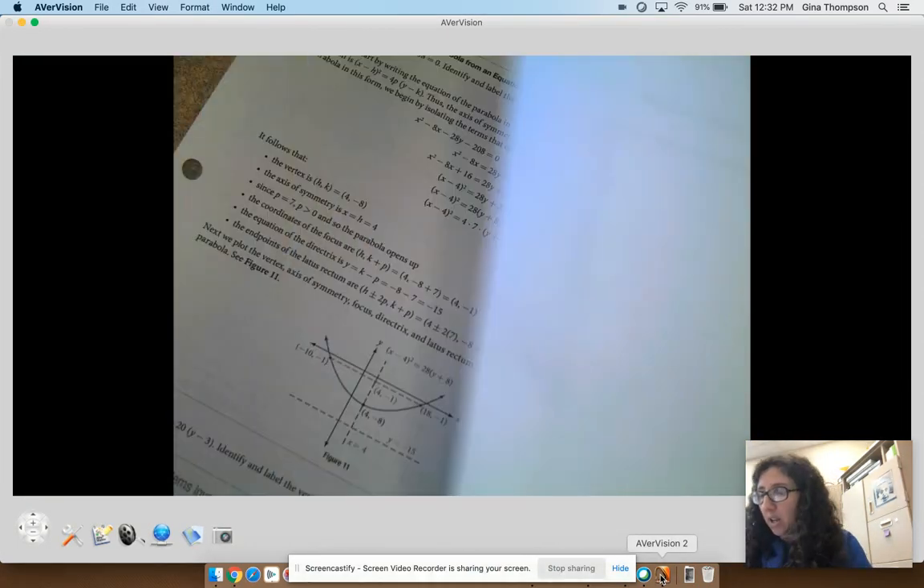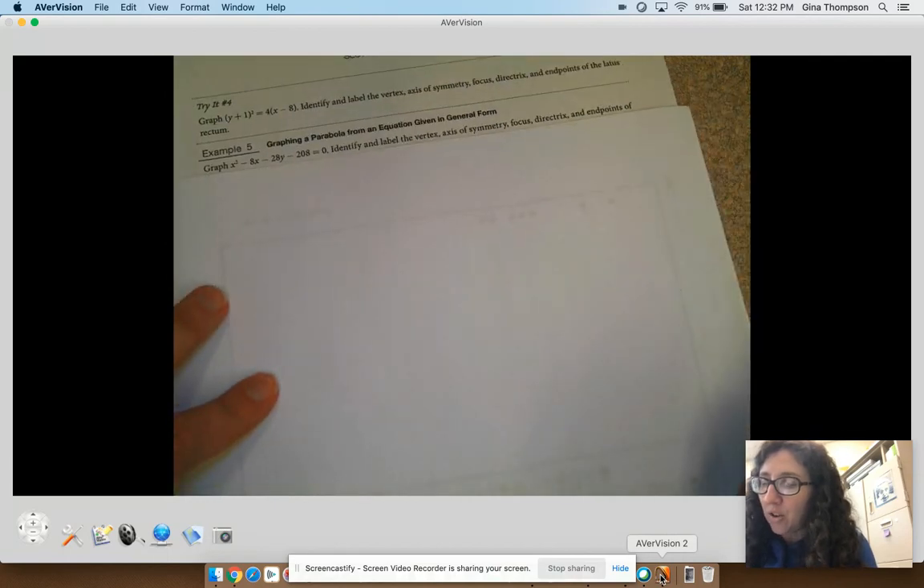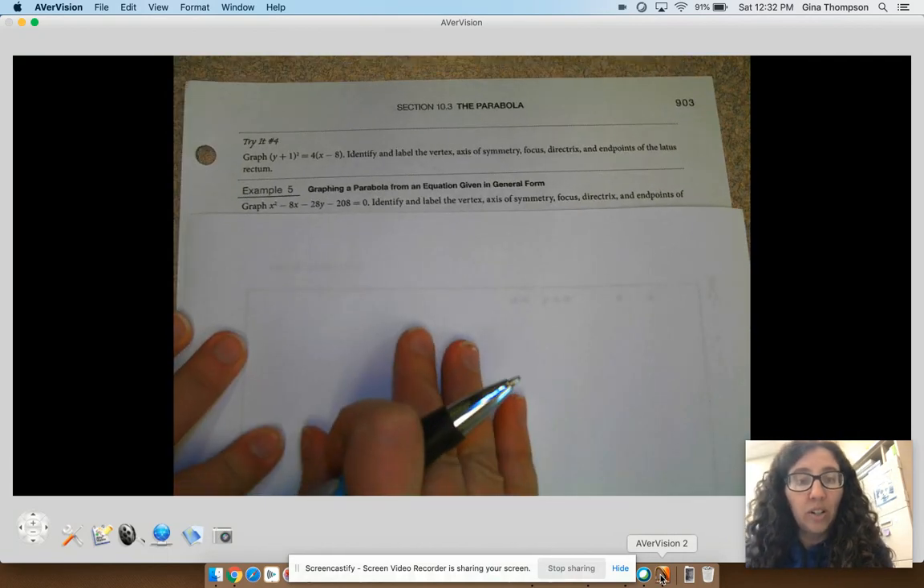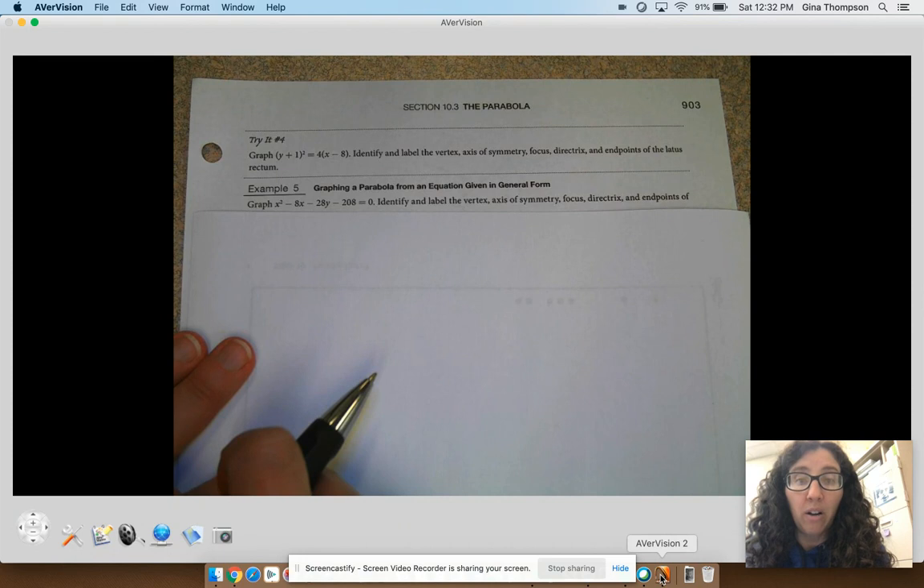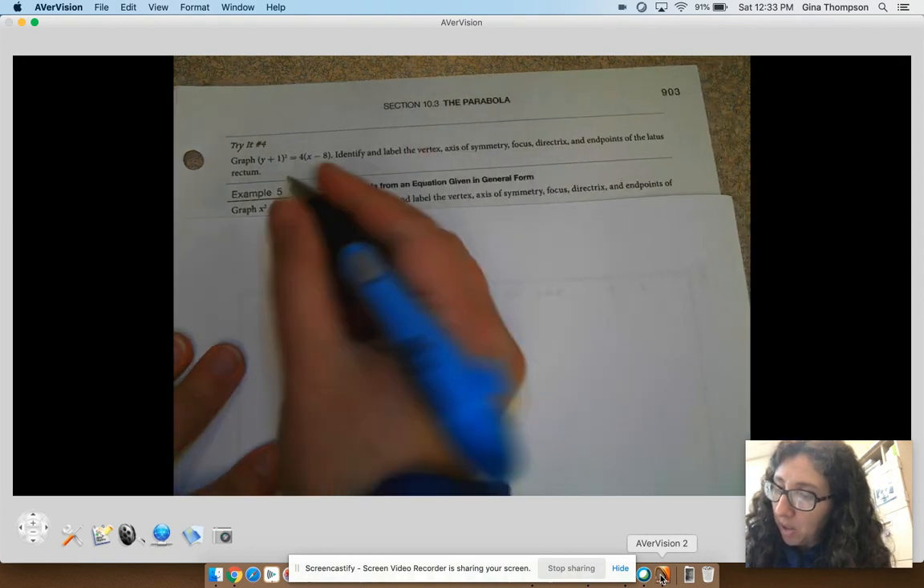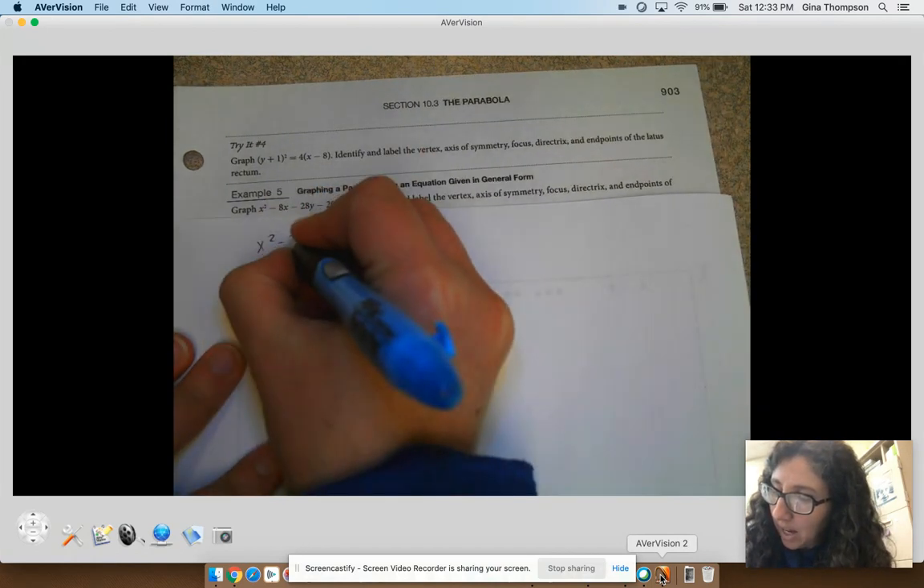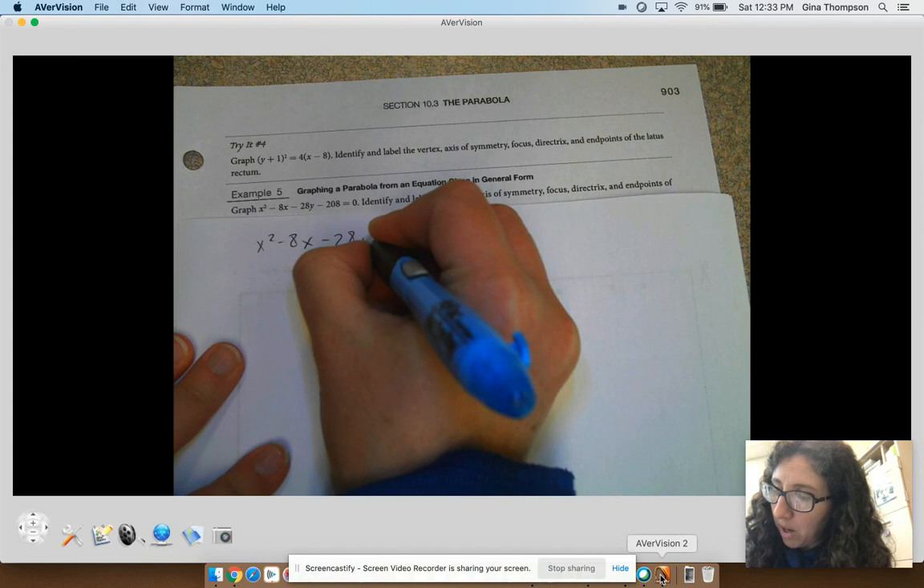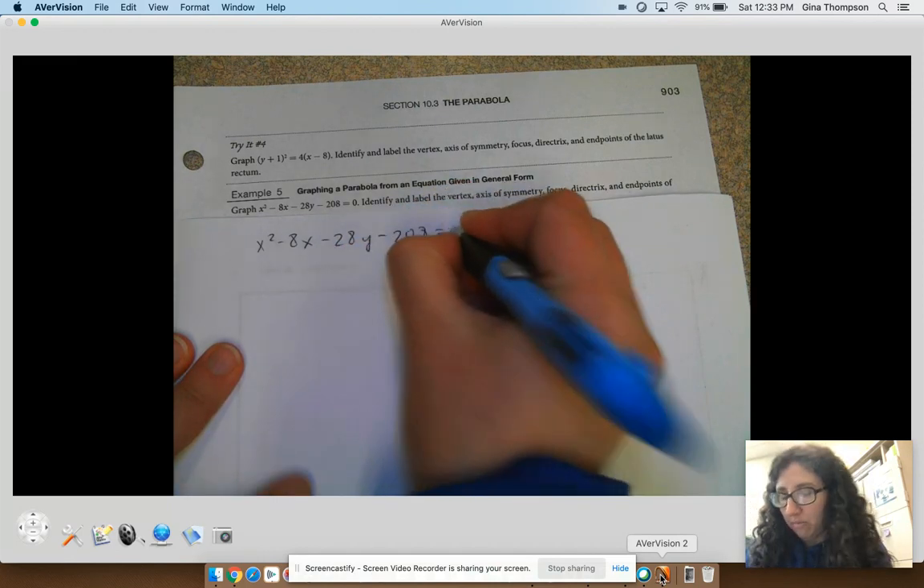All right, so sometimes they are not going to give us equations in a very nice form, and we're going to have to complete the square. By this point, we're getting really good at completing the square, are we not? All right, so let's think about how we can do this. x squared minus 8x minus 28y minus 208 equals 0.